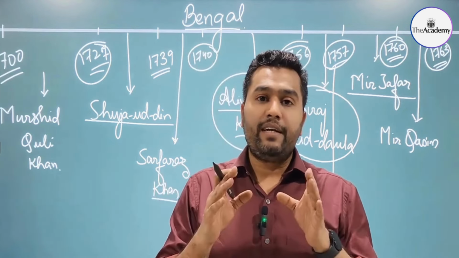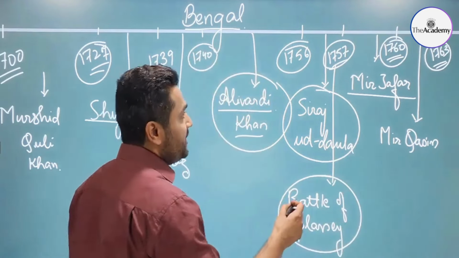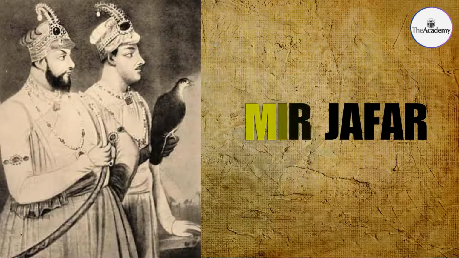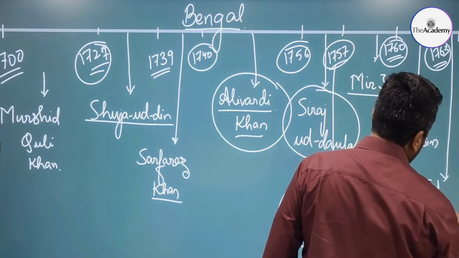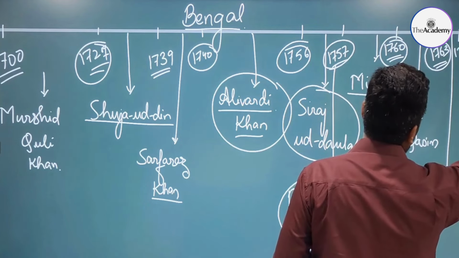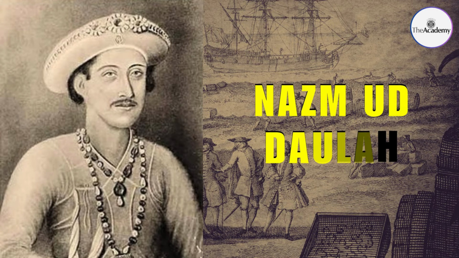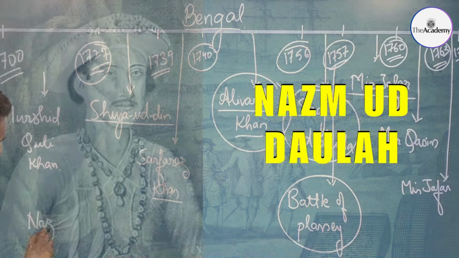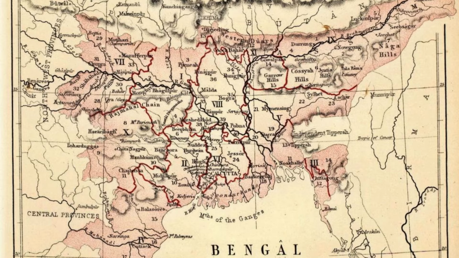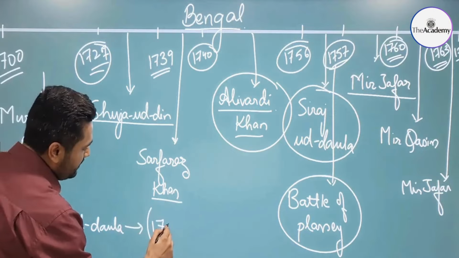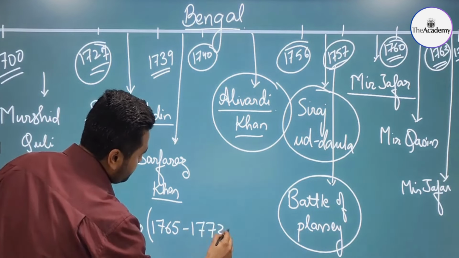After the British had defeated Mir Qasim, they again made Mir Jafar the Nawab of Bengal, and after Mir Jafar died in 1764, they made Nazm-ud-Daula the Nawab of Bengal, who ruled from 1765 up till 1772.